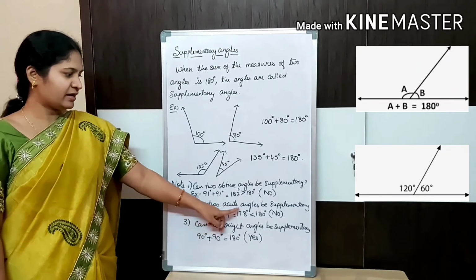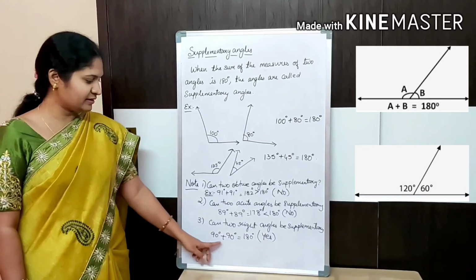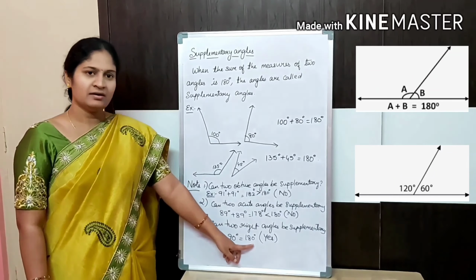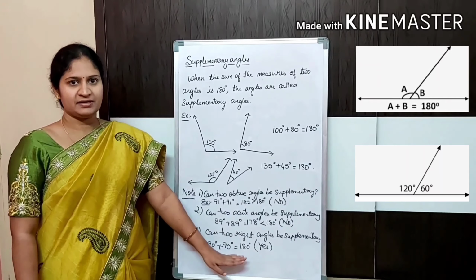And the last question is, can two right angles be supplementary angles? Right angles means each angle should be 90 degrees. So the sum of 90 degrees plus 90 degrees is equal to 180 degrees. So two right angles are supplementary angles.